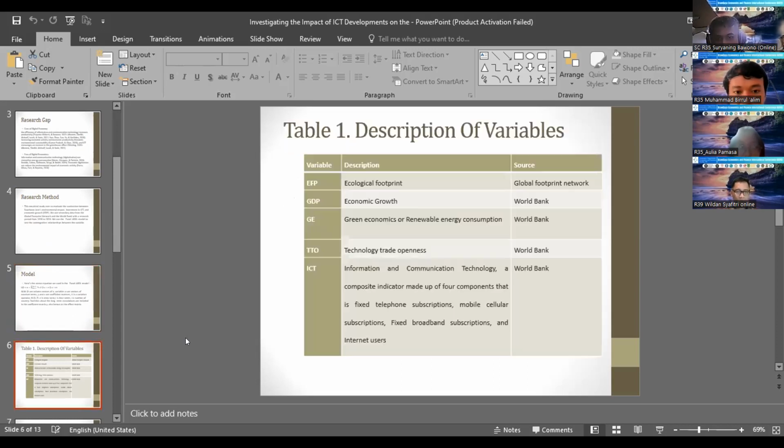Okay. Next, table 1 is a description of variables. The variable EFP is the ecological footprint, from the source Global Footprint Network, and GDP is economic growth. GE is the green economy. TTO is technology trade openness, and ICT is information and communication technology, a composite indicator made up of four components, that is fixed telephone subscription, mobile cellular subscription, fixed broadband subscription, and internet users.